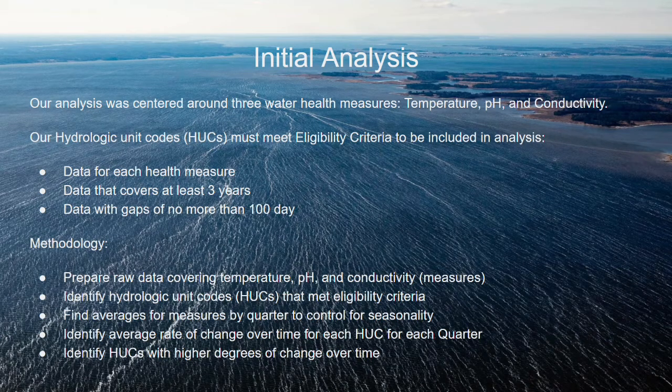Once we had our eligibility criteria set, we then dove into our methods. We prepared the raw data covering temperature, pH, and conductivity, so extracting our measures. We then identified HUCs that met our eligibility criteria. We looked for averages for the different measures by quarter. This allowed us to look at seasonal changes. We then identified the average rate of change over time for each of the measures within the HUCs for each quarter. And then identified HUCs with higher degrees of change over time for our final selection process.